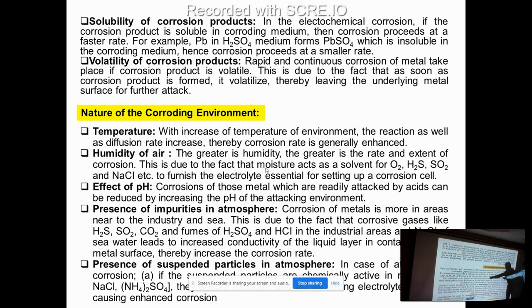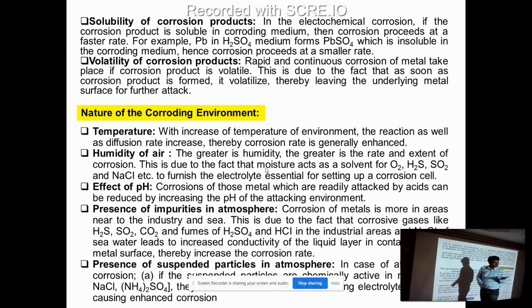This is due to the fact that corrosive gases like sulfuric acid, H2S, SO2, CO2, and fumes of H2SO4 and HCl in the industrial areas and NaCl of seawater lead to increased conductivity of the liquid layer in contact with the metal surface.